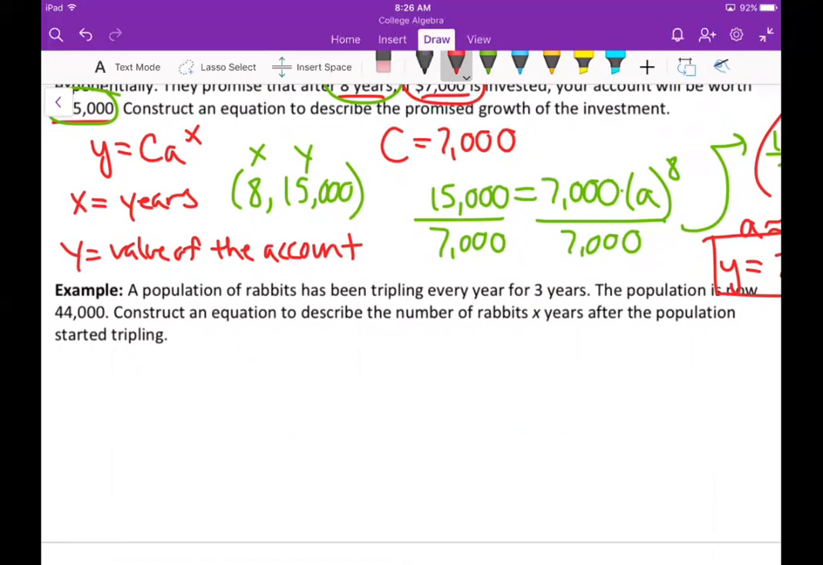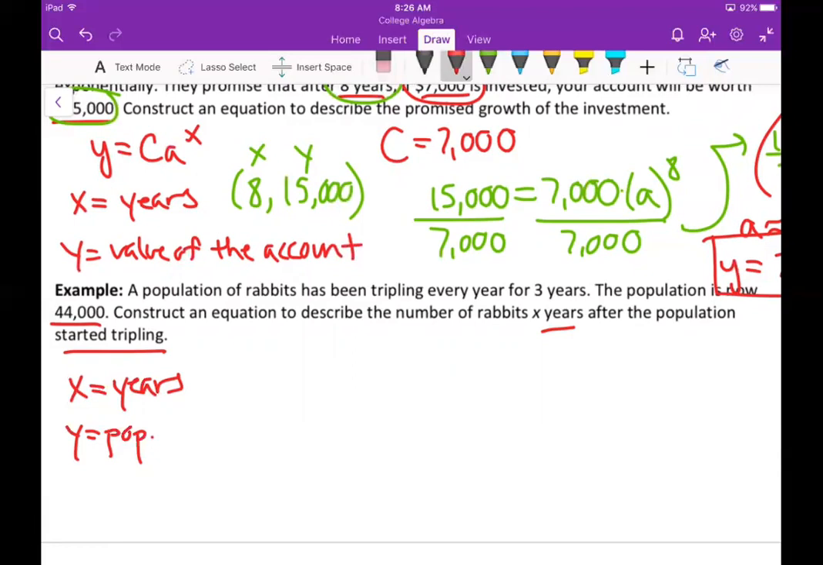The population is now 44,000, and we want to construct an equation to describe the number of rabbits X years after it started tripling. Okay, so X we can clearly see is going to be years, and that means our output is going to be that our population is changing over those years. Again, we're growing exponentially because we're tripling. Just like we had exponential growth when that bacteria was doubling. Tripling right here, just that key word tells us that we are in fact growing exponentially.